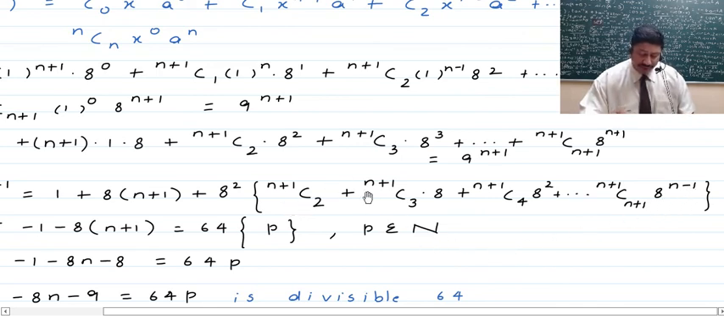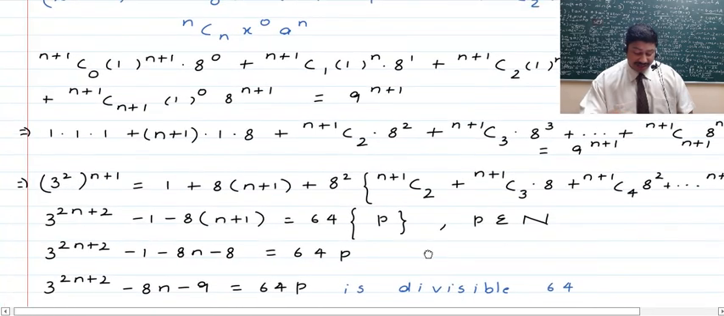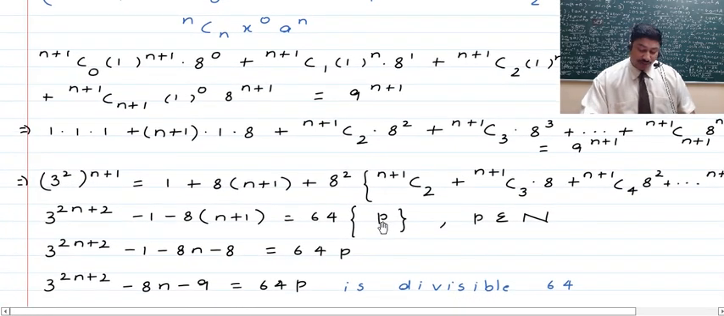Remember, all the binomial coefficients are from the set of natural numbers. So we now have some natural numbers which are multiplied with natural numbers. Their products will also become natural numbers, and the sum of the natural numbers will also be natural numbers. So we consider the sum to be a number p, which again is from the set of natural numbers. So we have 64p on the other side.